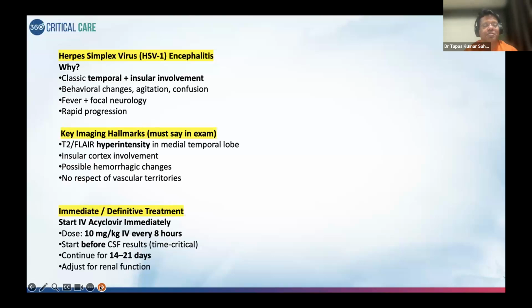Immediate or definitive treatment would be starting IV acyclovir immediately. The dose would be 10 milligram per kilogram IV every 8 hours. Start before CSF results come. That is the time critical zone. Continue for 14 to 21 days. You have to adjust for the renal function.